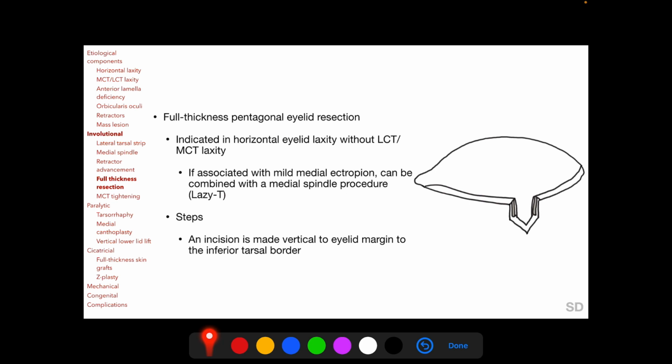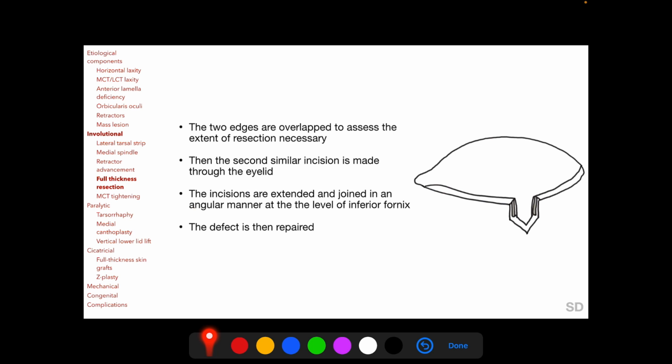In the full thickness pentagonal eyelid resection procedure, an incision is made vertical to the eyelid margin to the inferior tarsal border. Then the two edges of this initial incision are overlapped to assess the extent of resection of the lower eyelid required. Then a second similar incision is made vertical to the eyelid margin up to the inferior tarsal border. The two incisions are joined in an angular manner at the level of the inferior fornix. The defect is then repaired as described in the session on eyelid trauma.